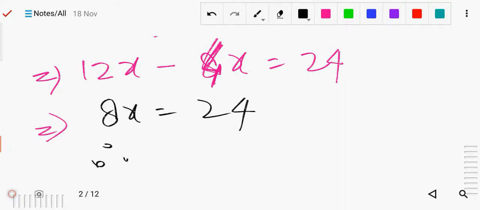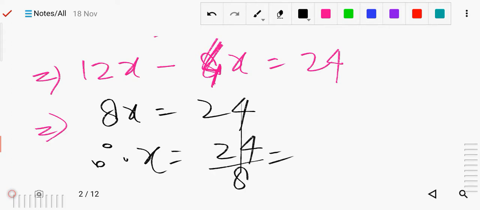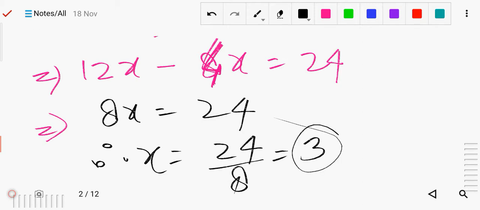Now we can find the value of x. This 8 will come to this side, so it will be divided. So you will get 3. Okay, so your answer is 3.